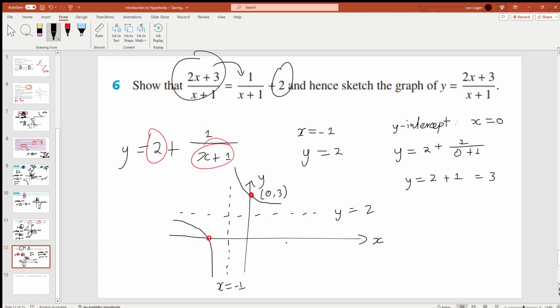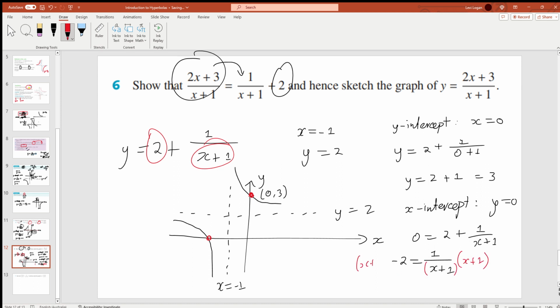Okay. Now we've got to find the x-intercept. So x-intercept, set y equal to 0. So you go 0 equals 2 plus 1 on x plus 1. Move the 2 to the other side, so you get -2 equals 1 on x plus 1. Then we're going to multiply both sides by this. So we'll go x plus 1 and go x plus 1. That cancels there. So now we're going to get -2 times this and this. So we'll get -2x minus 2 equals 1.